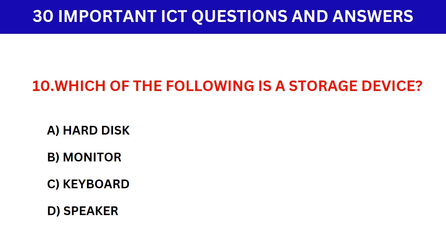Question number 10. Which of the following is a storage device? Option A, hard disk. Option B, monitor. Option C, keyboard. Option D, speaker. The right answer is option A, hard disk. A hard disk stores data, files and programs permanently.